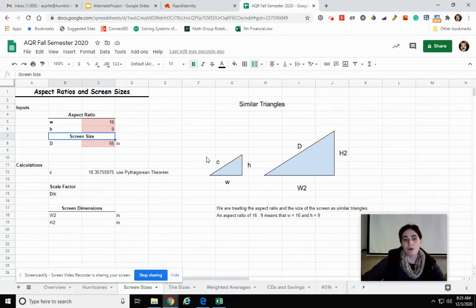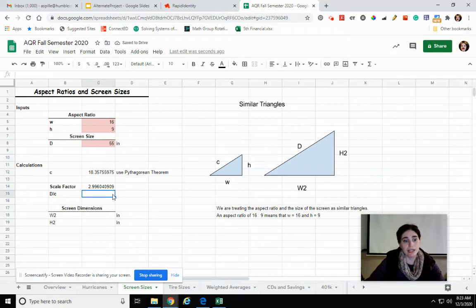So now, because we know the c, we know 2 similar sides, so we can find the scale factor. We just take the big similar side, or the second similar side. If we're scaling up, it'll be the bigger one. If we're scaling down, it'll be smaller. But we take the second one, we divide it by the first one. So we're scaling up, so we go equals our d value divided by our c value. That gives me a scale factor of almost 3.